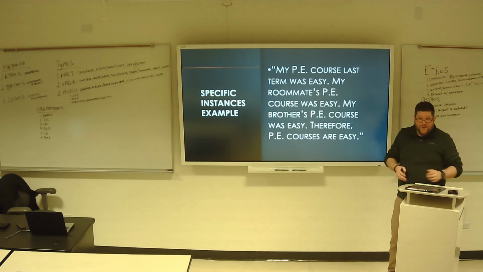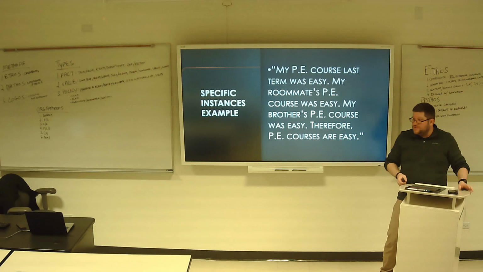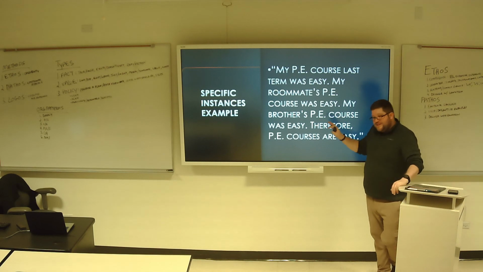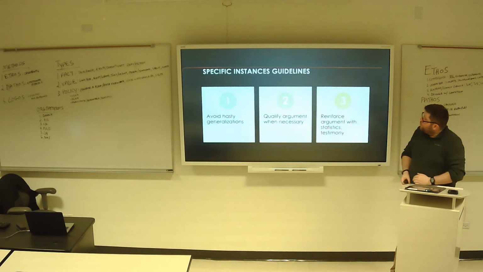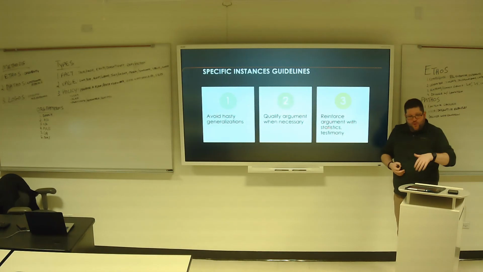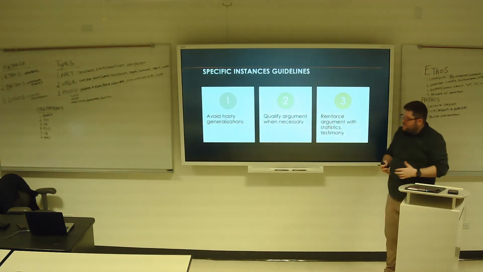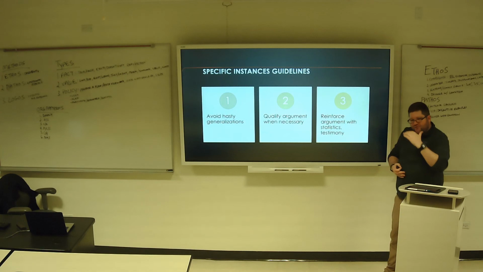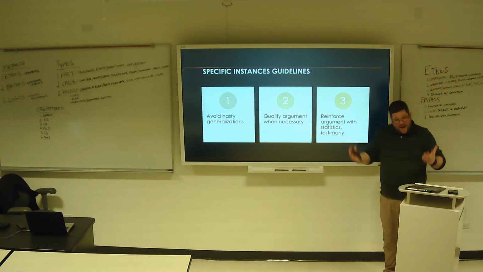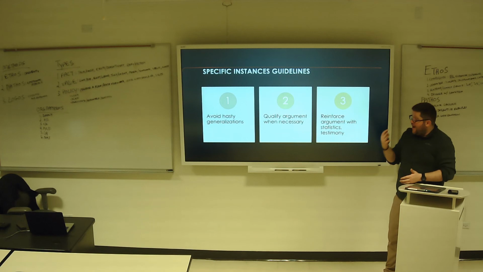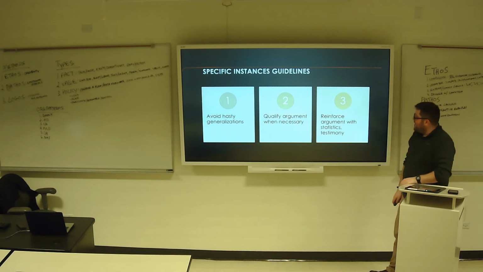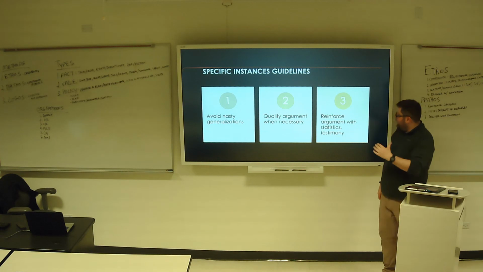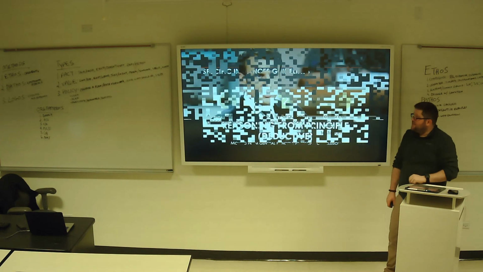Now, I'm not saying PE courses are not easy. Some PE courses can be quite challenging, but again, in this example, we are reasoning from a specific instance. When you are reasoning from a specific instance, you must avoid that hasty generalization fallacy. You must qualify your argument, I say when necessary, but anytime you make a claim and you're providing us examples in support of that claim, you must make sure you qualify that clearly for your audience. And then you reinforce your arguments with those statistics and testimony.